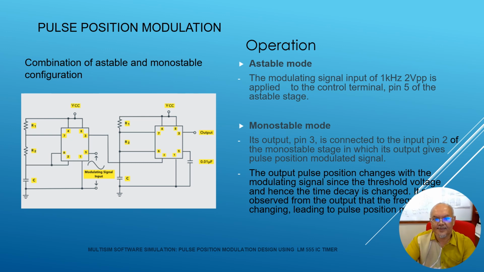To generate pulse position modulation in monostable mode, its output pin 3 is connected to the input pin 2 of the monostable stage, in which its output gives the pulse position modulated signal. The output pulse position changes with the modulating signal since the threshold voltage, and hence the time delay, is changed. It can be observed from the output that the frequency changes during the pulse position modulation.